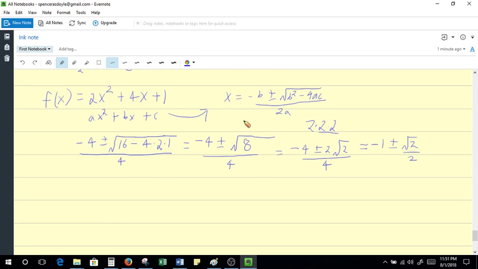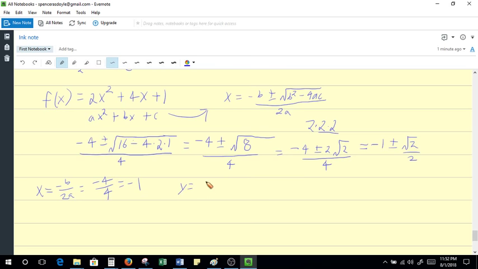For the vertex then, the x coordinate is negative b over 2a, which in our case is going to be negative 4 over 2 times a, being 2, so 4, and that's going to be negative 1. So our first coordinate, our x coordinate, is going to be negative 1. We can plug that back into our function, and we will receive our y value.